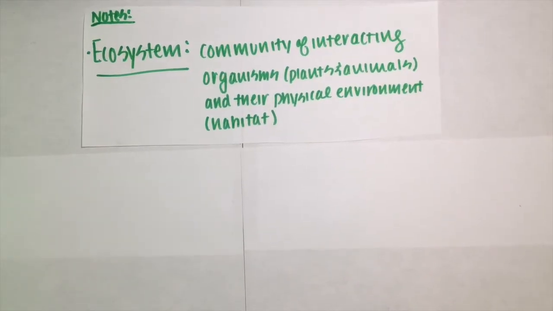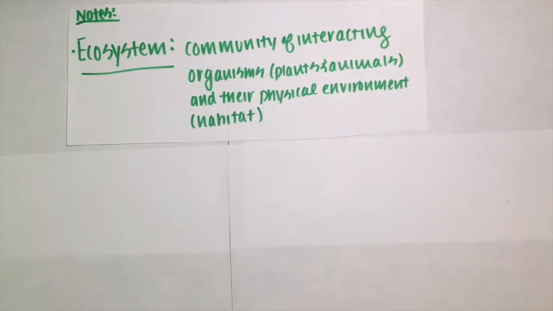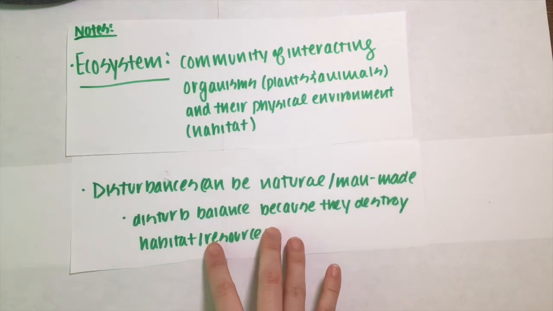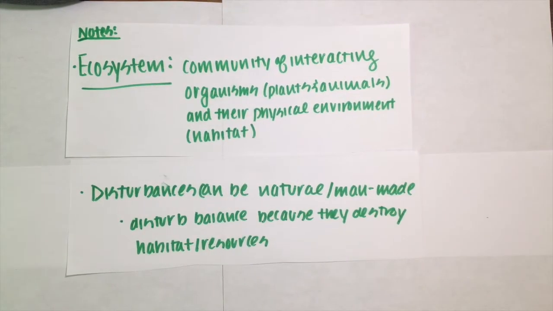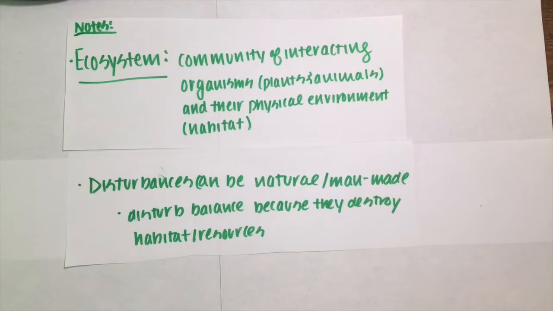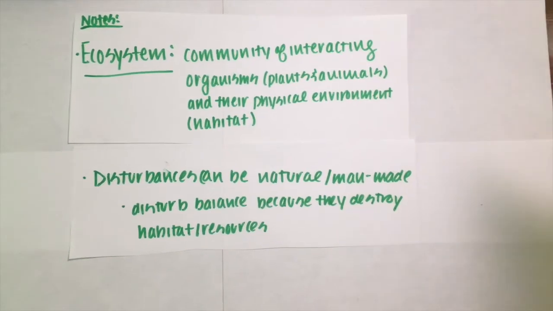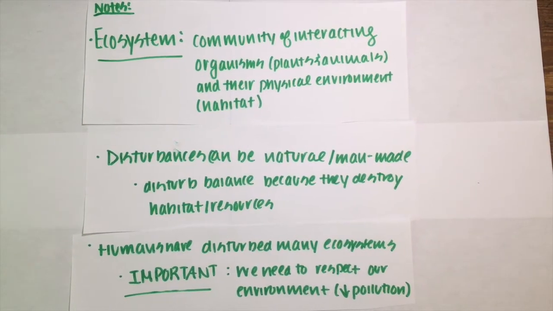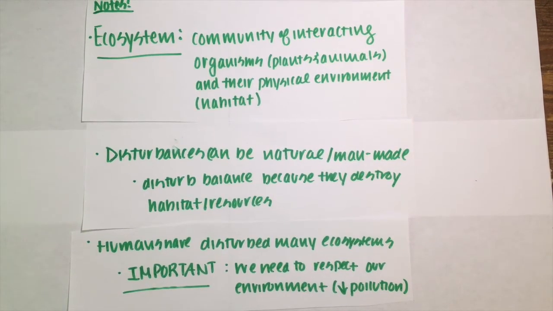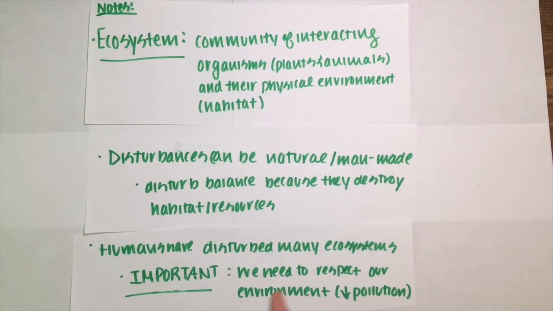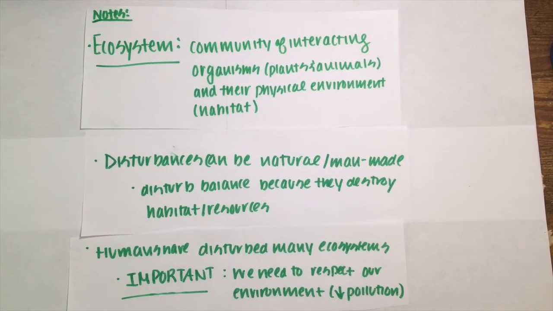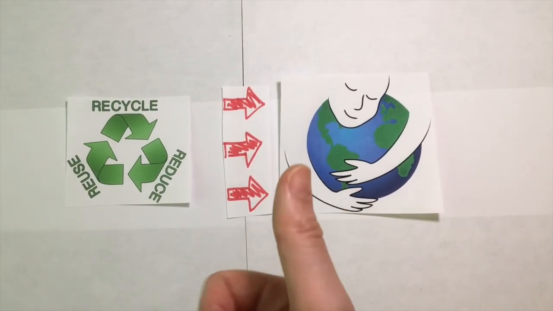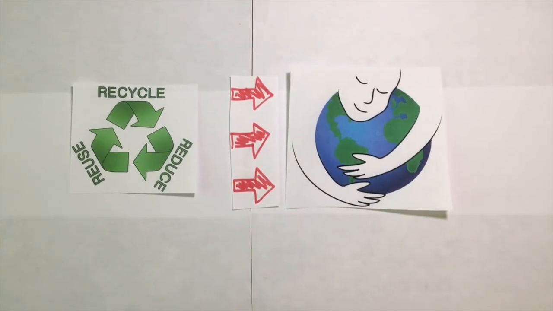So what have we learned today? We learned that ecosystems are communities where organisms interact with their physical environments. Disturbances such as natural and man-made ones like climate change disturb the balance of ecosystems because they can destroy the habitat or resources. Humans have contributed a lot to ecosystem imbalances, and it is very important to reduce pollution and respect our environments. Remember, recycling, reducing, and reusing our resources can greatly help reduce climate change and help these ecosystems.